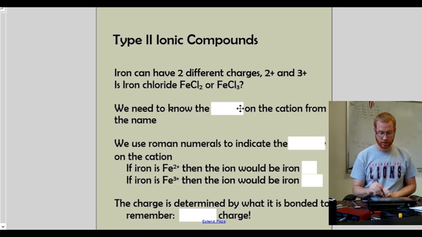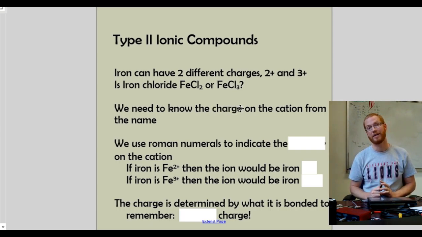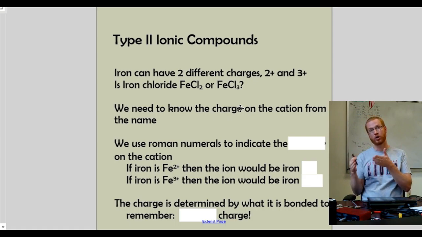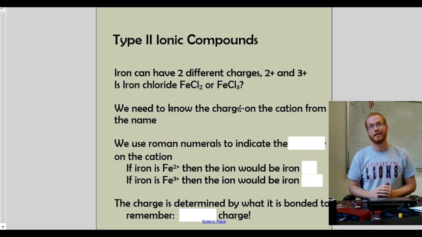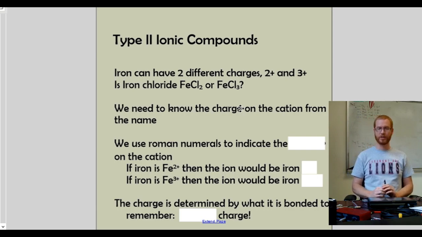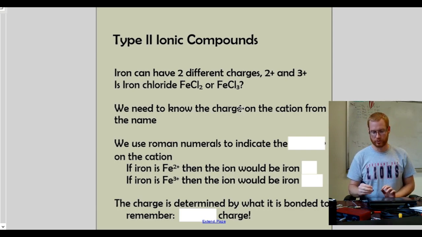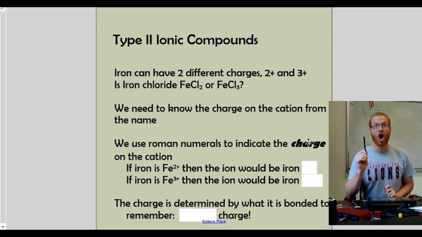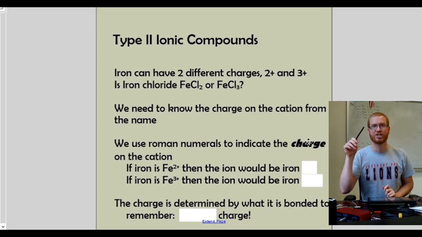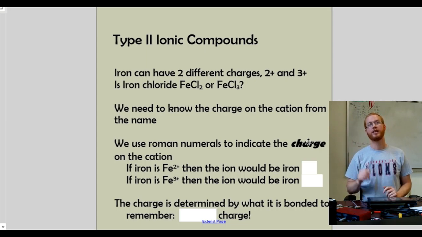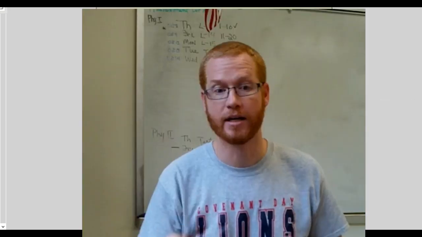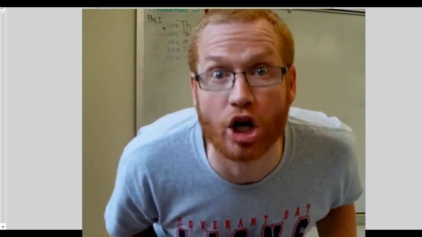So we have to be a little bit more specific with type 2 compounds because we don't know the charge. What we need is a way of indicating the charge on the cation in the name. And the way that we do that is we use Roman numerals. We use Roman numerals to indicate the charge on the cation.